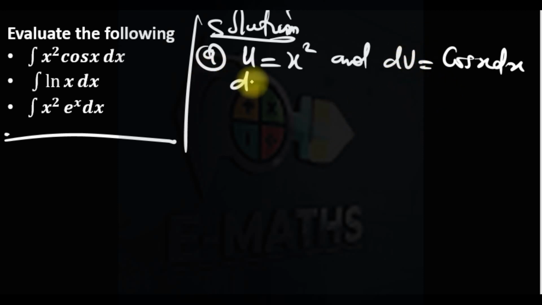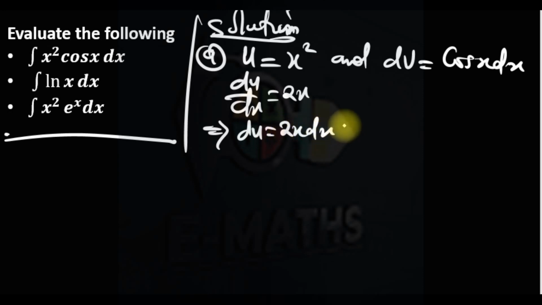So if I do du over dx, I have 2x. So if you now make du the subject of formula, I have 2x dx. And if you integrate dv, you have v. Integral of cos x of course is sine x.